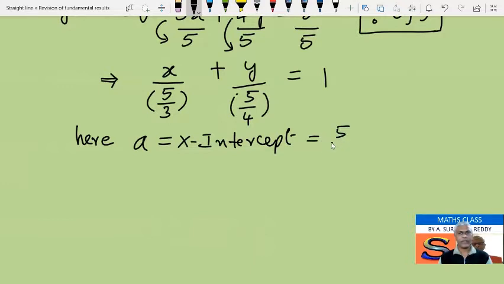Here a is 5 by 3, the x intercept. The b is the y intercept, so b value is 5 by 4.